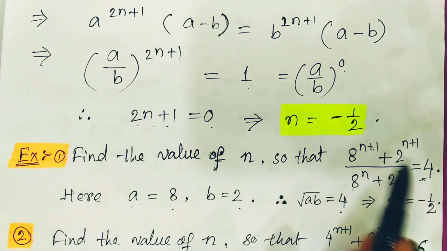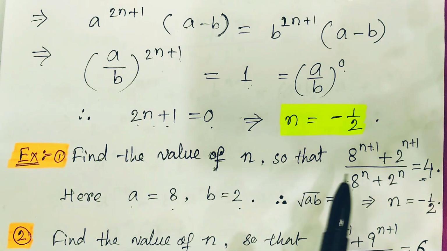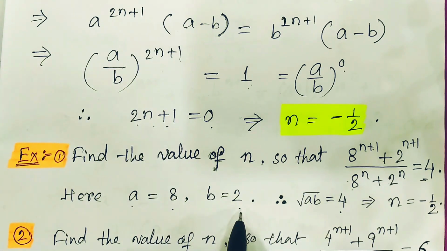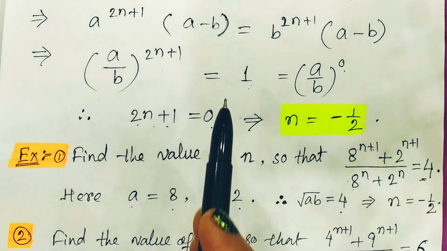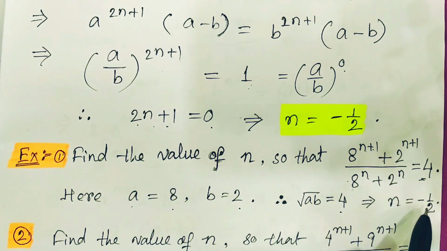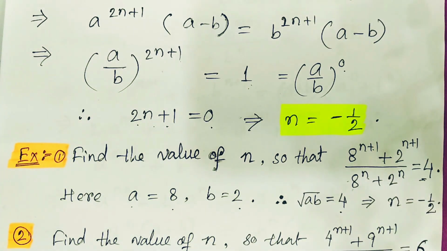So we can say this is the expression for the geometric mean of two numbers which are 8 and 2. Accordingly, from the previous method, we can say n is minus 1 by 2. Directly we can substitute n is equal to minus 1 by 2. No calculations are needed. But definitely you should remember this one.